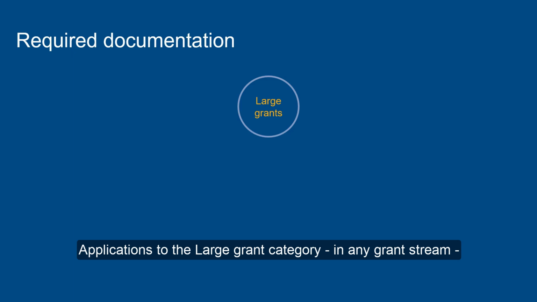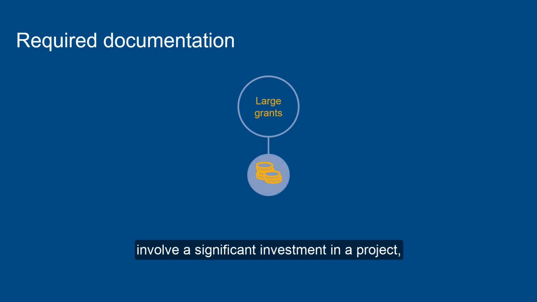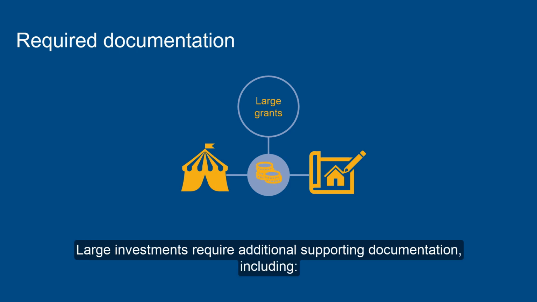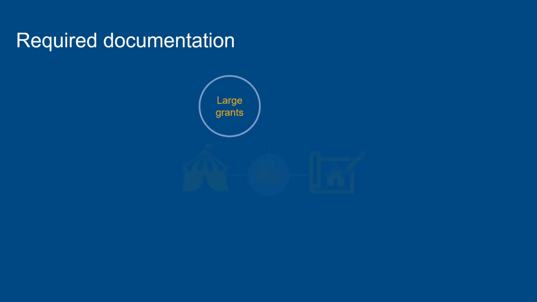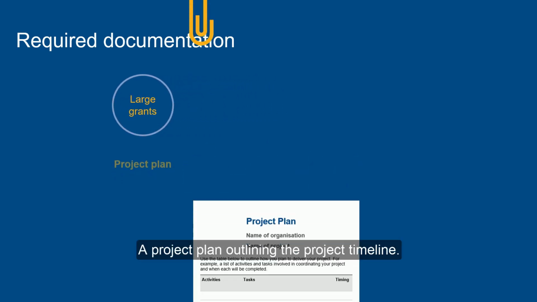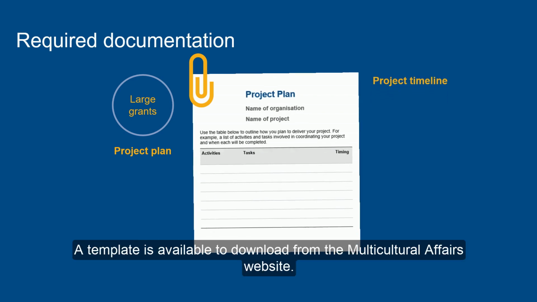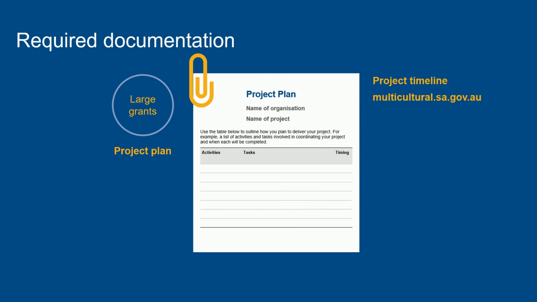Applications to the large grant category in any grant stream involve a significant investment in a project, such as a large-scale event or an infrastructure upgrade. Large investments require additional supporting documentation, including a project plan outlining the project timeline. A template is available to download from the Multicultural Affairs website.